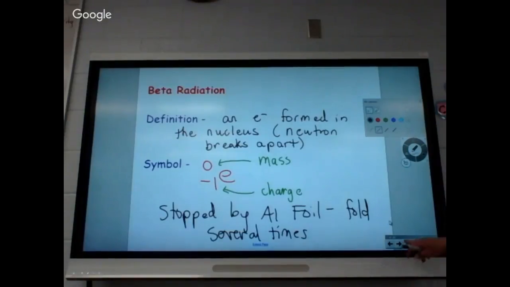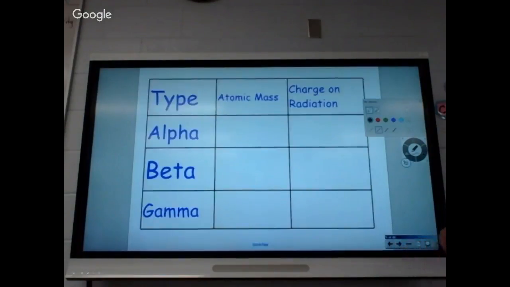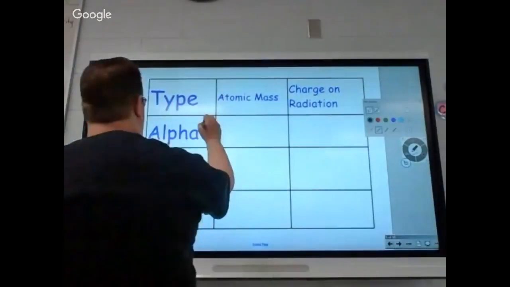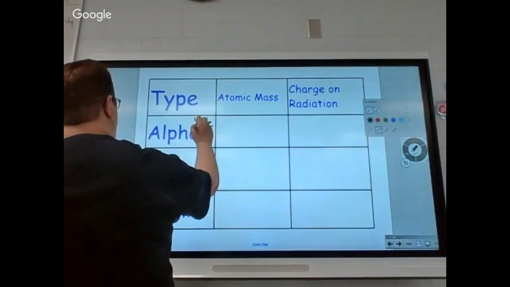All right. So one of the things that you should be able to compare and contrast is how are they similar and how are they different? So if I write the symbols up here in the blocks, our helium has a 4 and a 2.